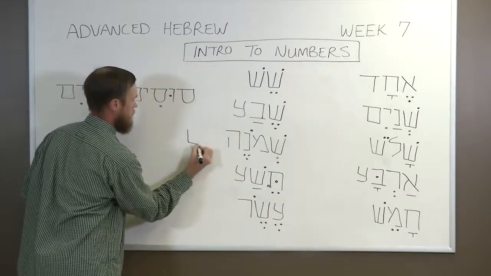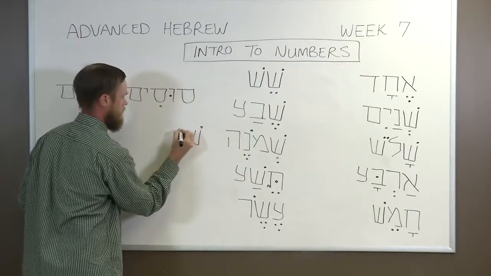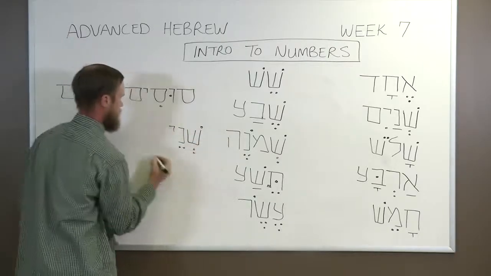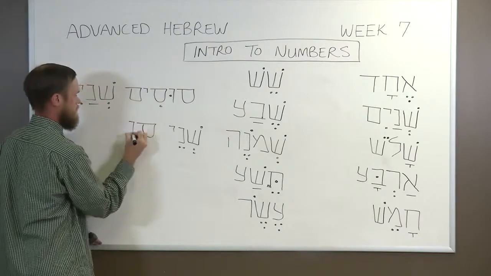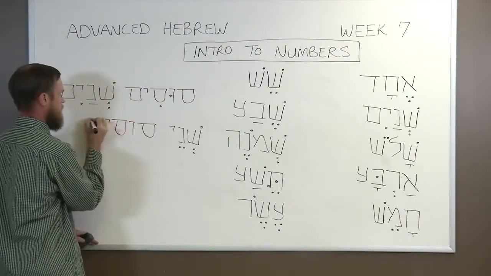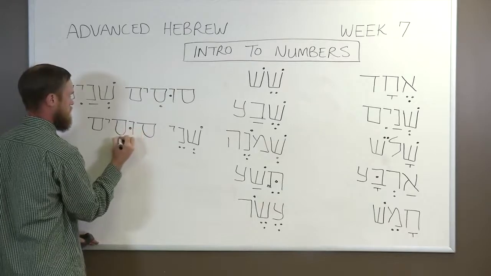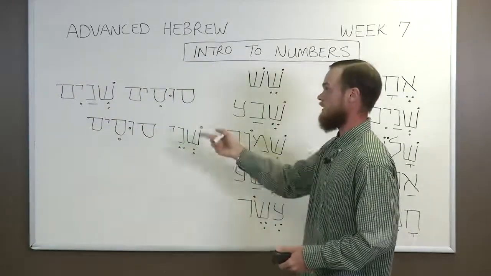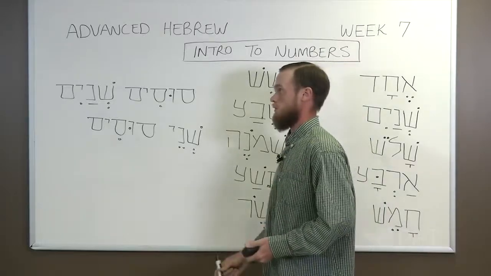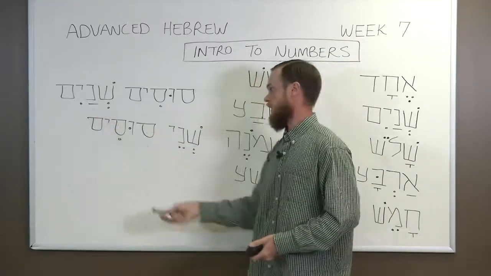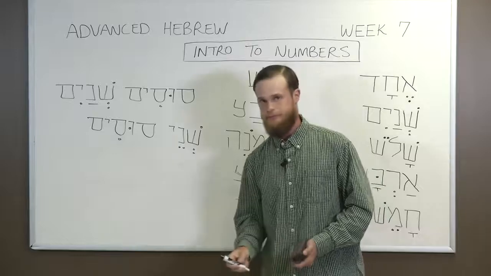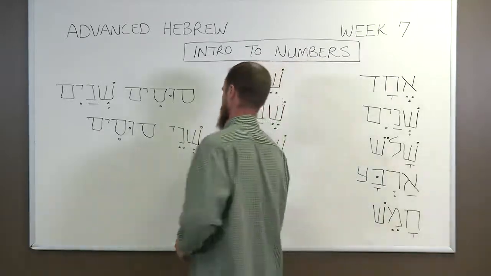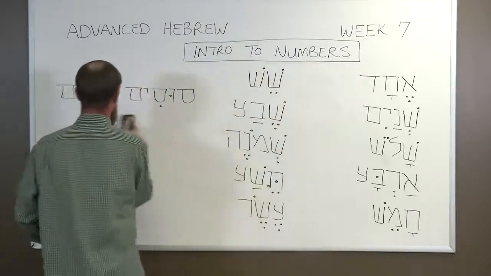And if we put 2 in the construct state, we would say Shanei Susim. All right? So Susim Shanayim or Shanei Susim, either one means 2 horses. Adjective form, construct state. So it just follows the regular rules. These follow the regular rules of the construct state.